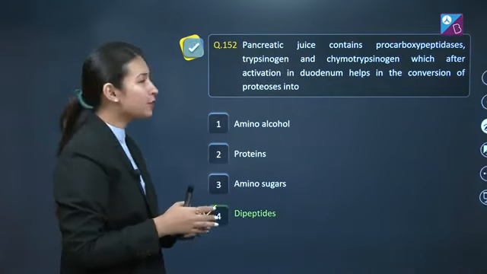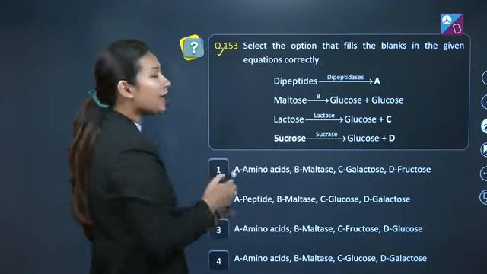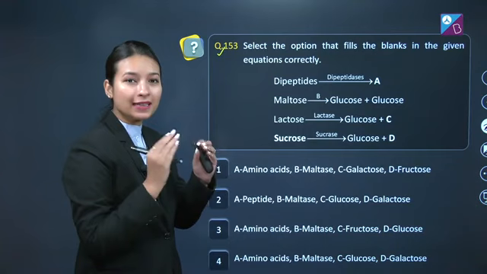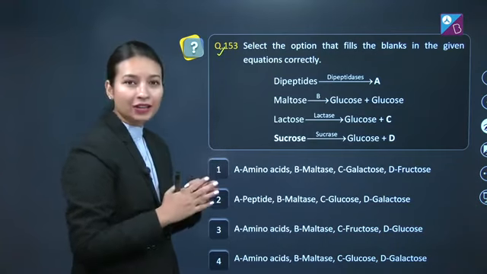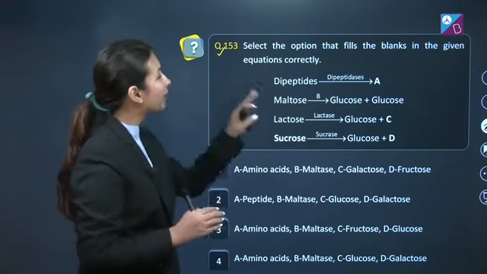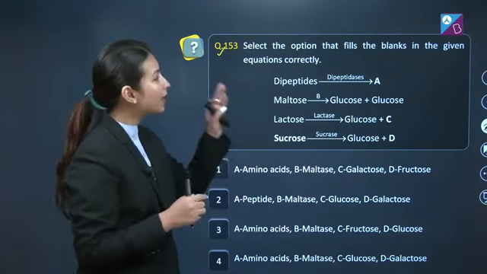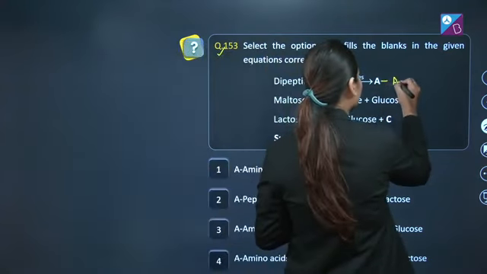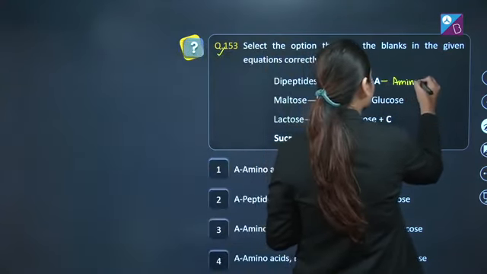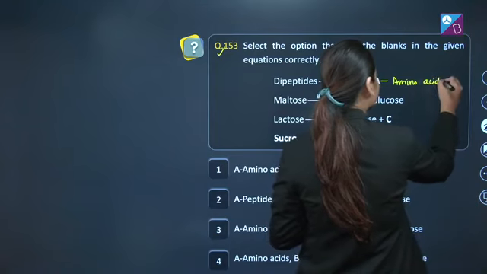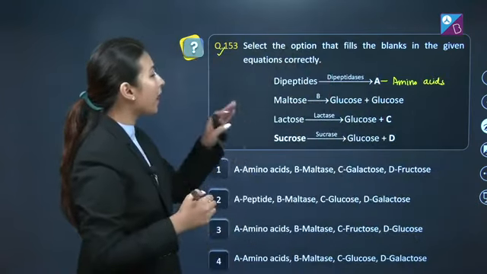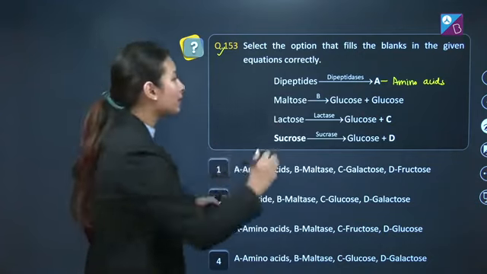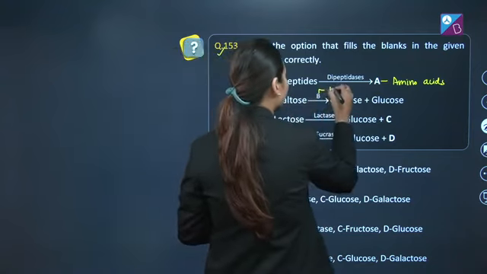Now let's move on to the next question, question number 153, which states: select the option that fills the blanks in the given equations correctly. So students, एक एक करके reactions देखते हैं. पहला reaction यहाँ पे है: dipeptides when acted upon by dipeptidases give A. So here A will be amino acids. दूसरा reaction यहाँ पे है: maltose when acted upon by B gives glucose plus glucose. So here B will be maltase.